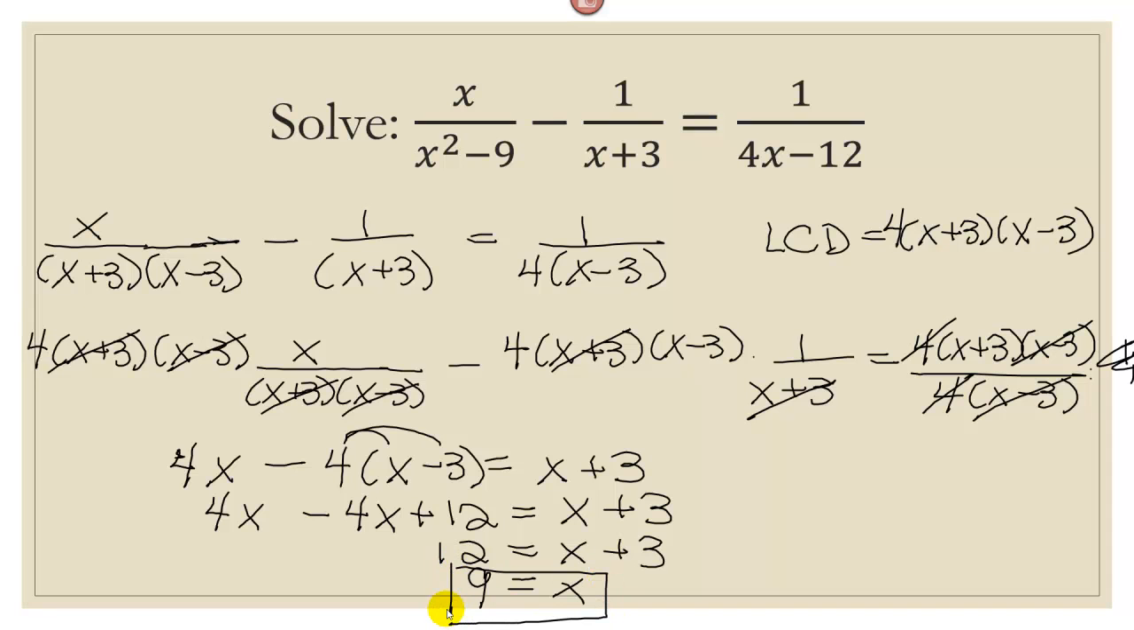Okay, let's do one more example. Oh, and by the way, before we get to that fourth example, if you look at x equals 9, we should check to make sure it doesn't cause any of the denominators to be 0, and it doesn't. It will solve the equation.